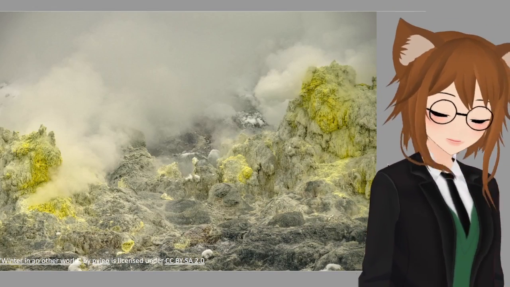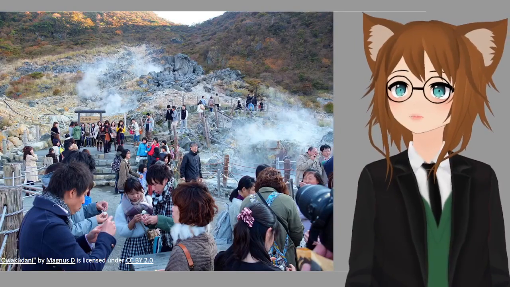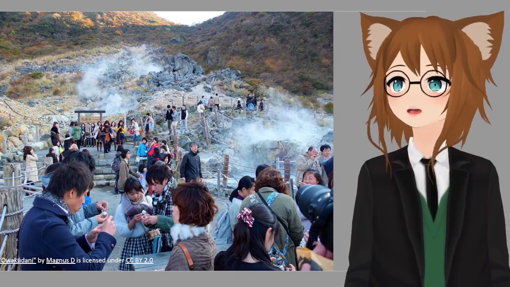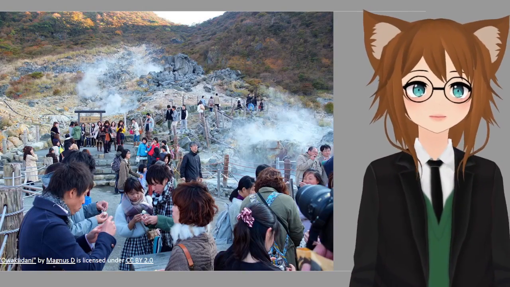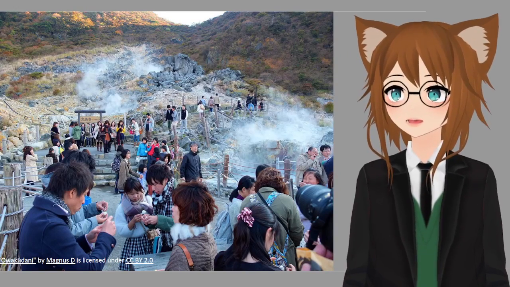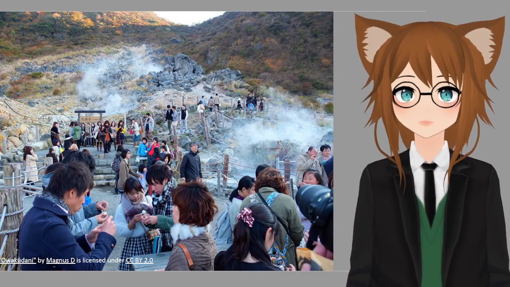And one such popular tourist site is here at Owakudani. Owakudani translates to Great Boiling Valley, and you can see why it has that name. It's located in Hakone in the Kanagawa Prefecture.